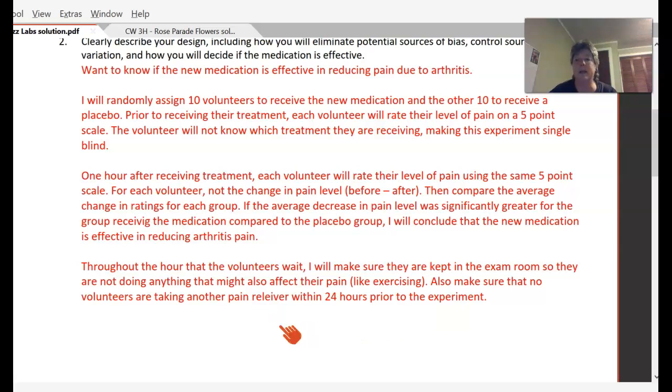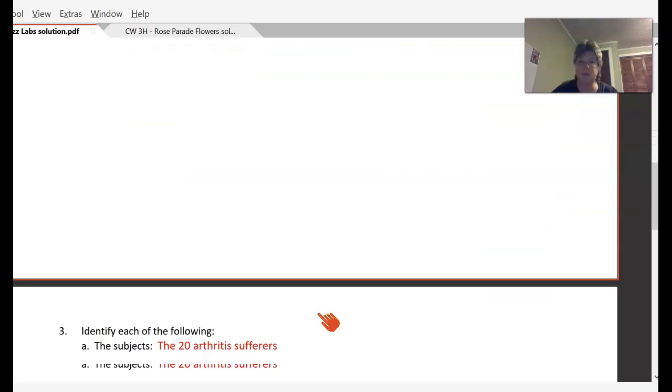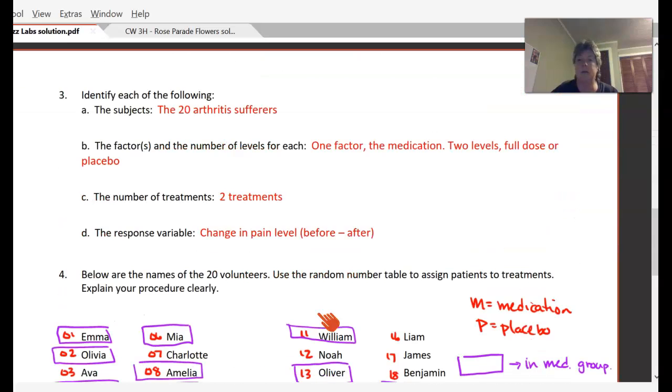But you do want to make mention that you want to make sure that they're not taking other medications that would be used to treat pain. All right, and then on the back, we're talking about identifying the subjects. So the subjects are the people or objects being tested. So in this case, the 20 people suffering from arthritis, those were the subjects. Those are the ones the treatments are being imposed upon.